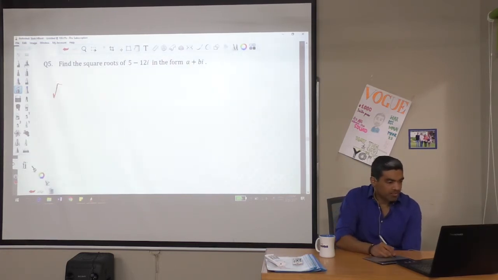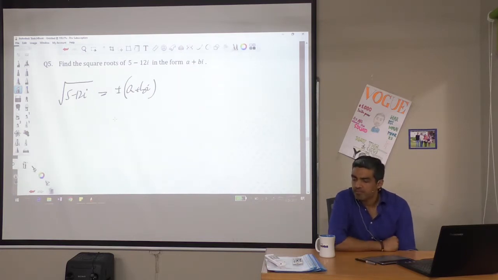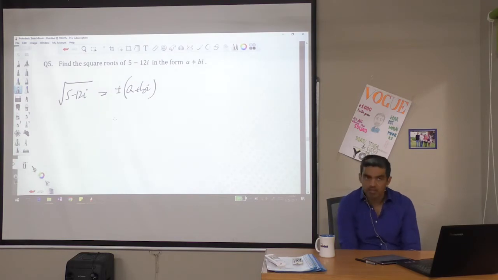Now, if you are asked to find the square root of 5 minus 12i, I'll just put the plus minus on one. Square root of 5 minus 12i must be equal to some complex number a plus bi. The result must be equal to some complex number, right? Square root of a complex number would be another complex number. Has to be of the a plus bi form, and plus minus 2 square roots you should be getting.